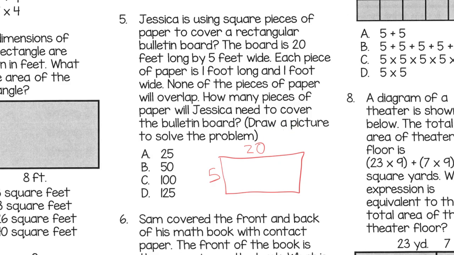So we could draw and solve that, okay? So if each square is 1 by 1, then we know that we're going to have 5 pieces of paper down and 20 pieces of paper across, and we're going to multiply those two numbers to get our answer. And I will let you pause and solve this question.